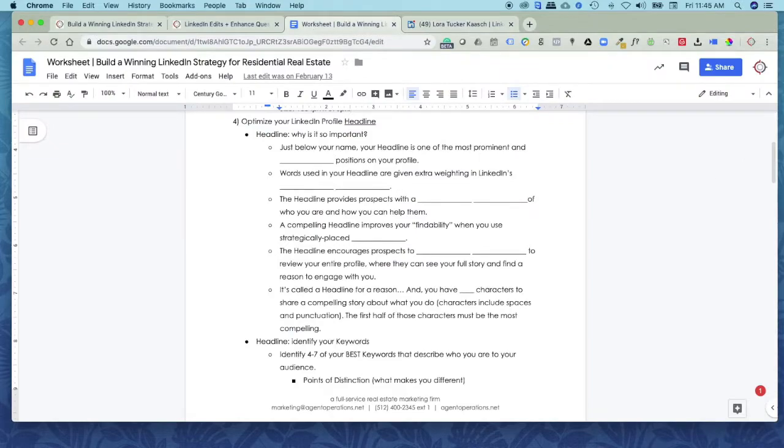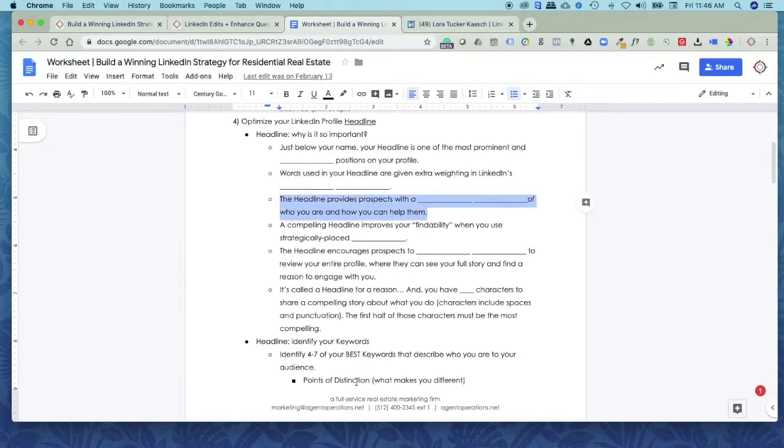So let's talk through the worksheet portion of this. Just below your name, right here is where we're at. Just below your name, your headline is one of the most prominent and valuable positions on your profile. So important. Let's go to number 2. Words used in your headline are given extra weighting in LinkedIn's search algorithm. So just like Facebook has an algorithm of how they show content or don't show content, LinkedIn has an algorithm as well.